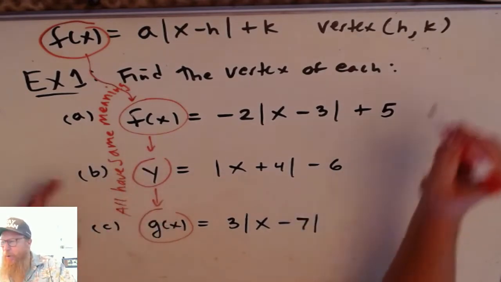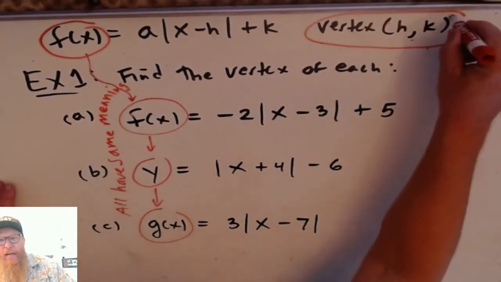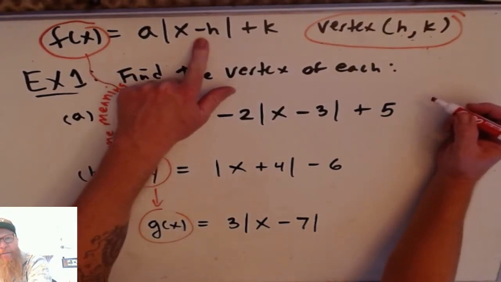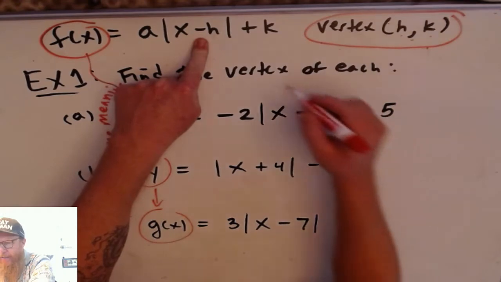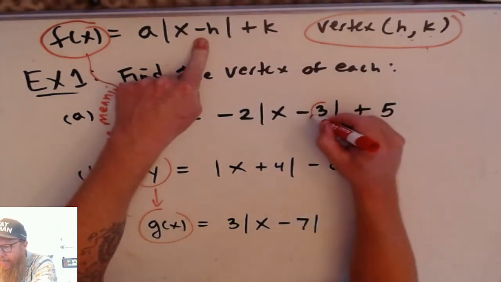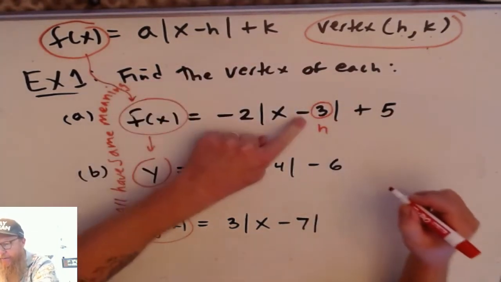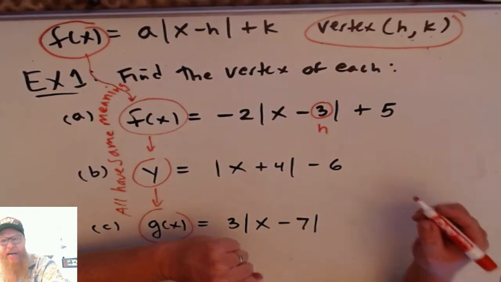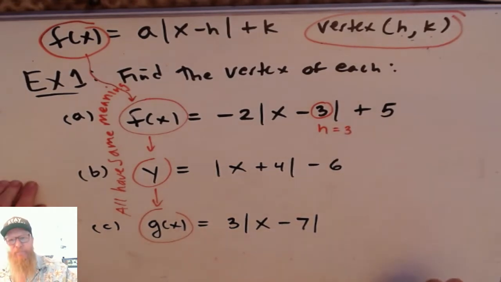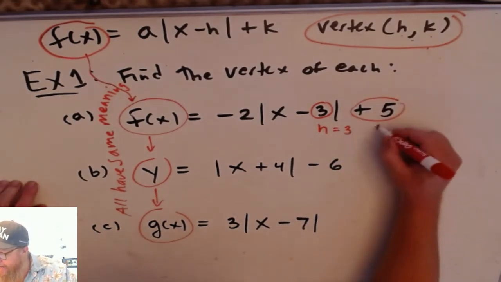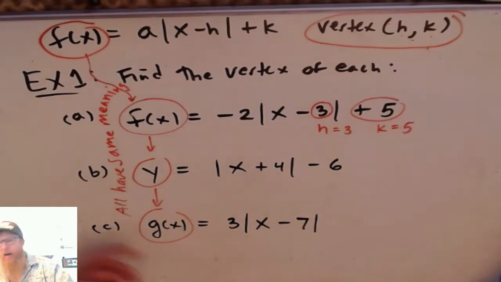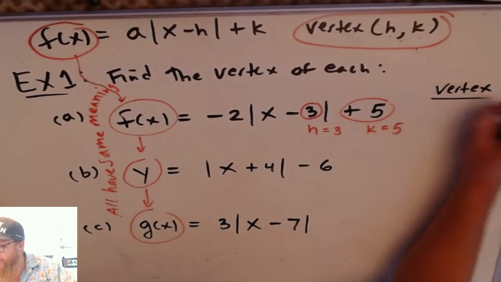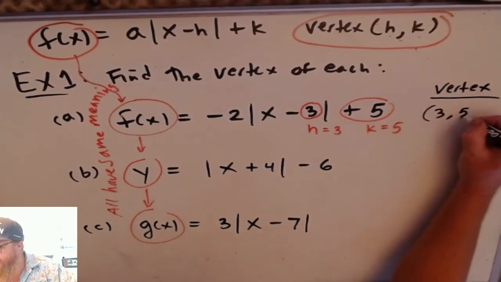In these problems, I'm only looking for the vertex, so all I care about is h and k. You do want to have this be a negative. So if this is a negative already, then your h is the opposite of negative 3. So h would be 3. And then k is exactly what it looks like. k is 5. So in this piece of the example, the vertex is 3, 5.